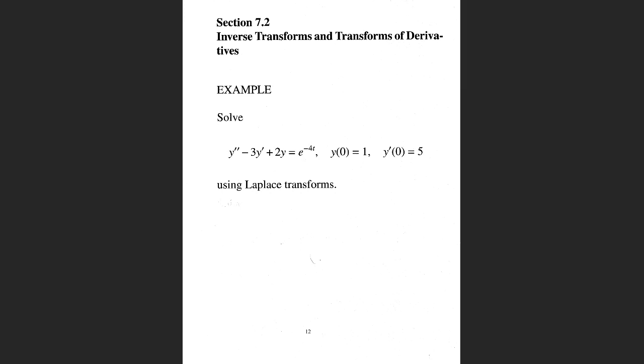So this would correspond to a mass spring system with a driving force given by e to the negative 4t power. And we want to solve this differential equation. y of 0 equals 1. So initially the mass would have position 1, and y prime of 0 equals 5. So that means the velocity is going downward, and the mass is 1 unit below the equilibrium.